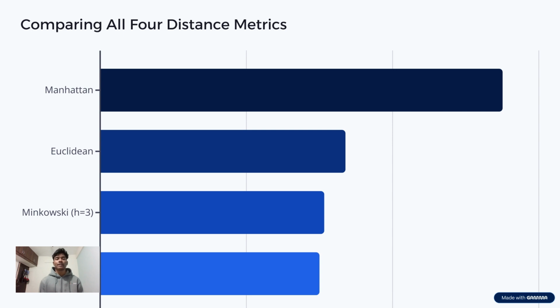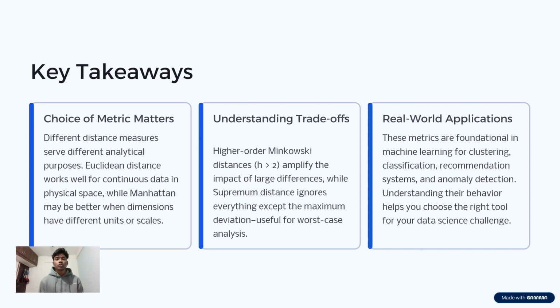Going towards the key takeaways now. To conclude, choosing the right metric matters. Each one highlights different aspects of the data. Minkowski distances amplify large differences, while supremum ignores all but the largest one. These metrics form the backbone of many machine learning techniques like clustering, recommendation systems, and anomaly detection. Understanding these distances helps us interpret multidimensional data more effectively.